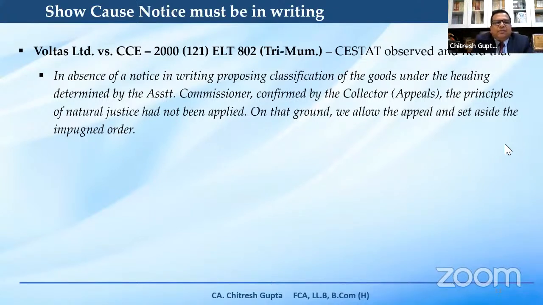So, sir, in the case of Voltas Limited, it has been held that in the absence of a notice in writing proposing the classification of goods under the heading determined by the Assistant Commissioner and confirmed by the Collector Appeals, the principle of natural justice had not been applied. On that ground, we allow the appeal and set aside the impugned order. So, meaning thereby, the show cause notice cannot be oral and it has to be in writing.